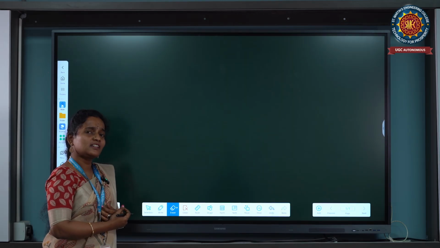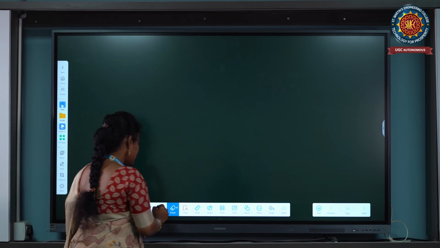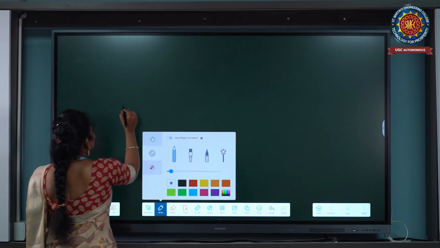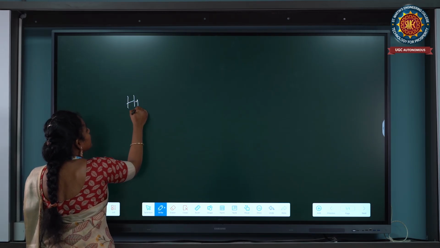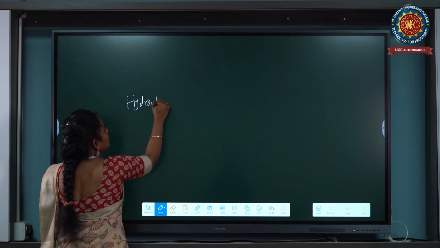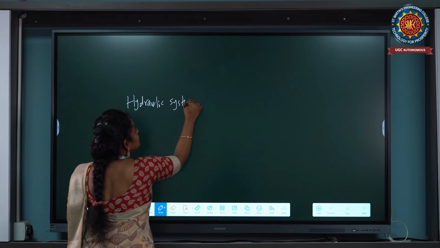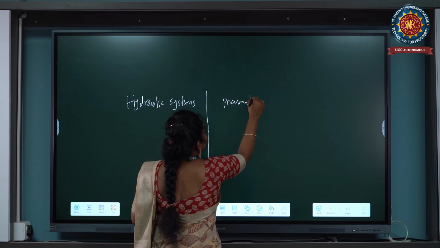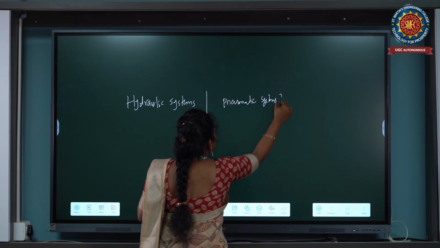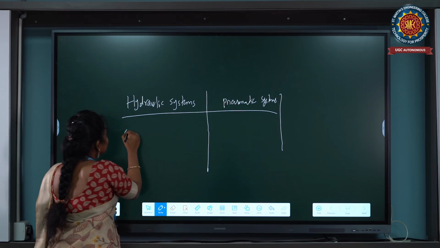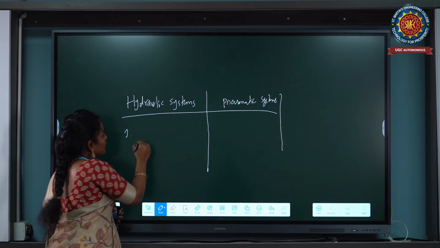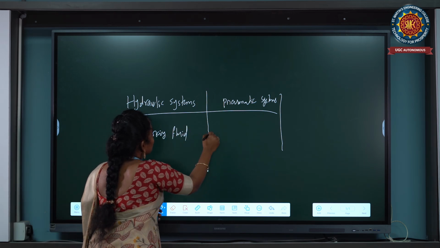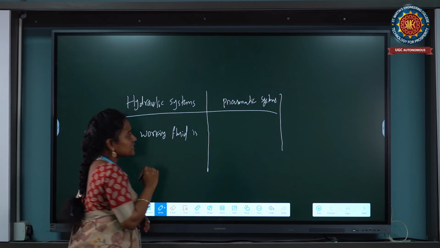So what is the difference? The working fluid is the difference. See here, I am using one type of component, for example, a hydraulic system. So what is the difference between hydraulic and pneumatic systems? I draw one difference between hydraulic and pneumatic here. What is the first difference? Working fluid. Working fluid is the difference between hydraulic system and pneumatic system.